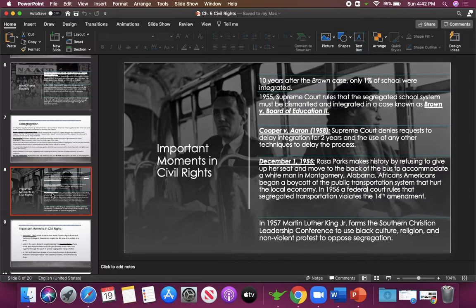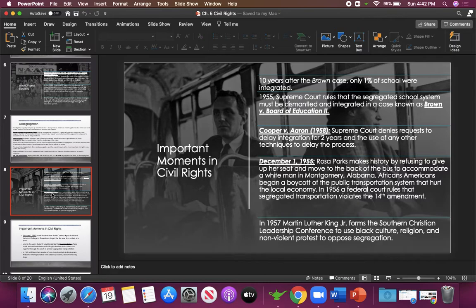And really, both of them didn't do a whole lot to end segregation, even after Brown versus Board of Education. And the southern states weren't going to comply. They're the southern states. And so in 1955, the Supreme Court rules, in a case known as Brown versus Board of Education 2, that the school system needs to be dismantled and integrated. And then we get another case in 1958, Cooper versus Aaron, where the southern states request another 2 years to do this, and the court refuses and says, you've had several years now to do this. We're not going to delay this any longer.